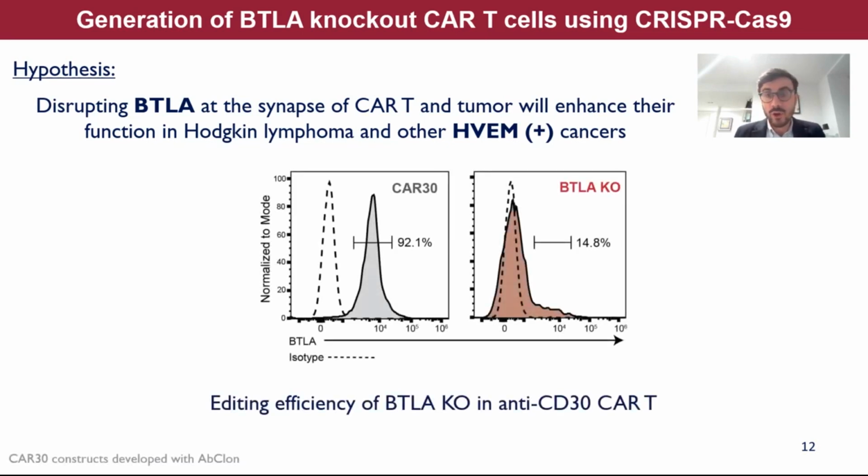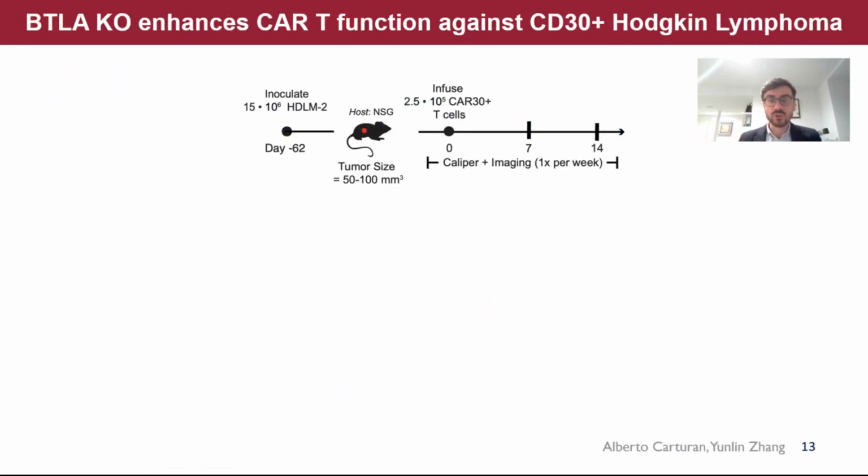We did a knockout using CRISPR-Cas9, and as you can see here, we obtained a significant knockout of BTLA. We were able to express a CAR. We use as a model a CAR against CD30, and CD30 is a known antigen for Hodgkin lymphoma. And to make a long story short, I would like to show you the in vivo experiments.